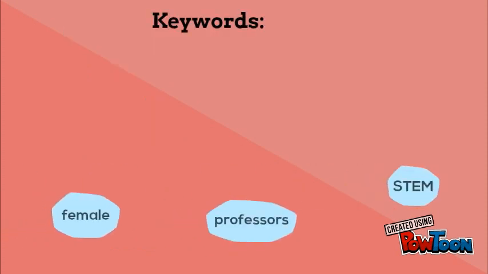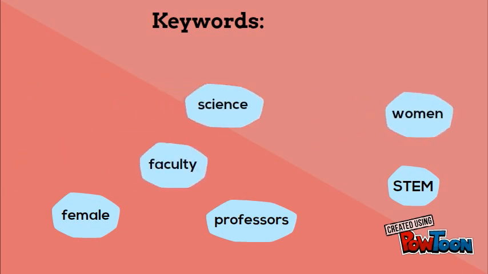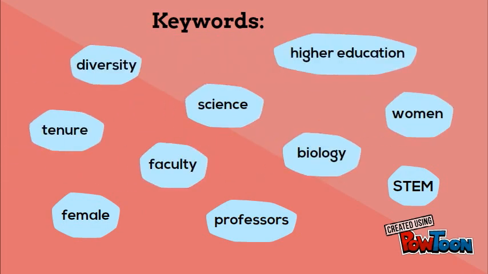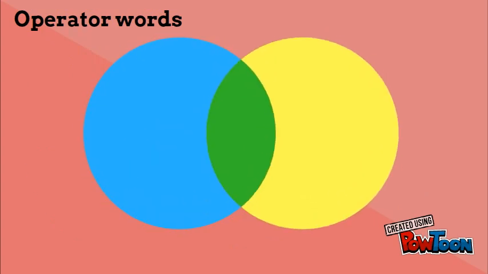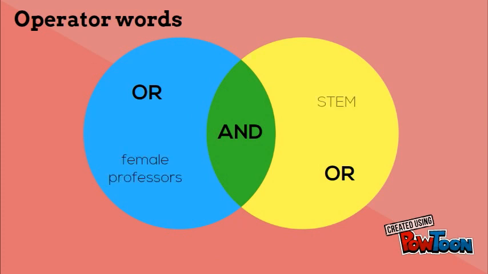Once you put all of your important words, their synonyms, and related words into a list, you're ready to choose a few words from your list and search for them in a library database. More advanced researchers can combine them using operator words such as and or. For example, you could search for female professors and STEM to return results that deal with both of those concepts. Operator words are not necessary to search in library resources, but they allow you to be more specific in your searching.